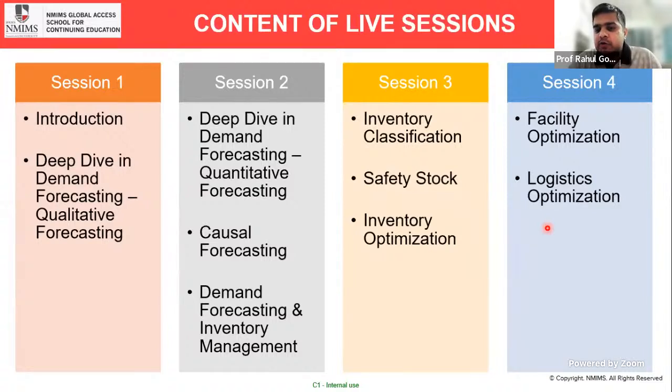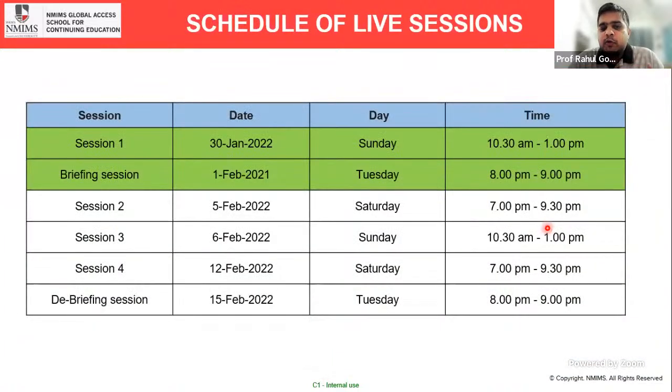While there are other parts of supply chain and operations, for example, supply planning, sourcing, manufacturing, where analytics can be made use of to drive decision making of the management or the managers. But here we are going to focus on these three topics. So this is what the schedule is.